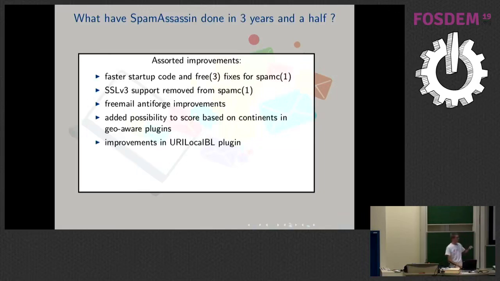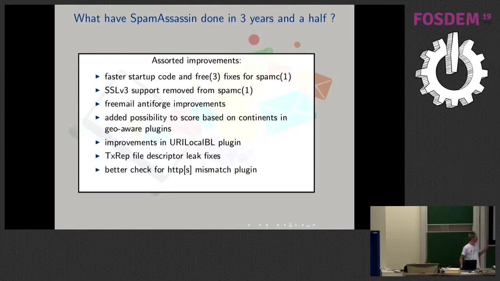Some improvements in the URL local BL plugin that detects if a URL in the mail is coming from a particular source, and fixes for some very bad file descriptor leaks in the TxRep plugin, which is a plugin that recognizes and stores where an email is coming from: the IP address, the score of the email, the DKIM signature. So if a similar email comes from the same IP address with the same DKIM signature, it's probably not spam because it's a correct correspondence, so it can detect it and lower the global score. And the regression tests were changed completely to be more performant and to be able to add better tests.